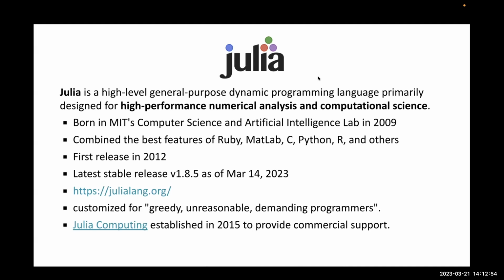It was first released in 2012, after three years of development at the lab. The latest release, as I checked just several days ago, is 1.8.5. If you download directly from the Julia website, this is the version you have. For those of you who are not familiar with version numbers, we have three numbers here, like version 1.8.5. The 1 is called the major version, the 8 is called the minor version, and the 5 is called patches or bug fixes.